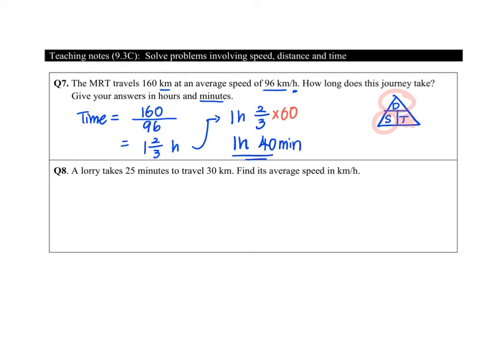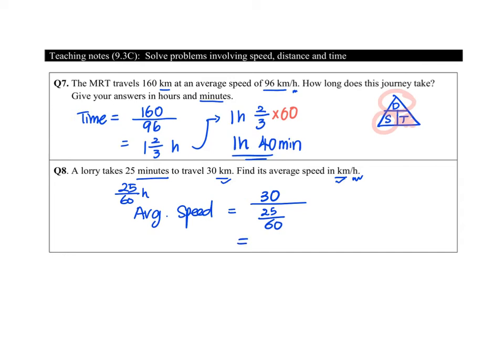Next question. A lorry takes 25 minutes to travel 30 kilometers. Find its average speed in kilometers per hour. Now we notice the units for the distance is the same, but the time is in hours. So I'll need to change 25 minutes to 25 over 60 of an hour. Okay, to find the average speed, average speed is given by total distance, which is 30, divided by the total time, which is 25 over 60 of an hour. Okay, we shall keep this in our calculator.